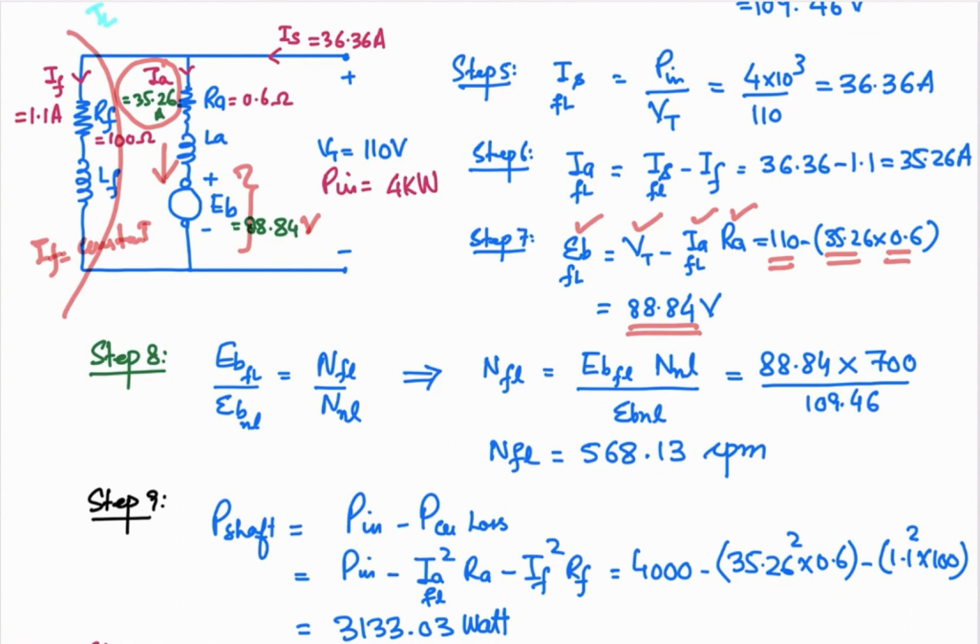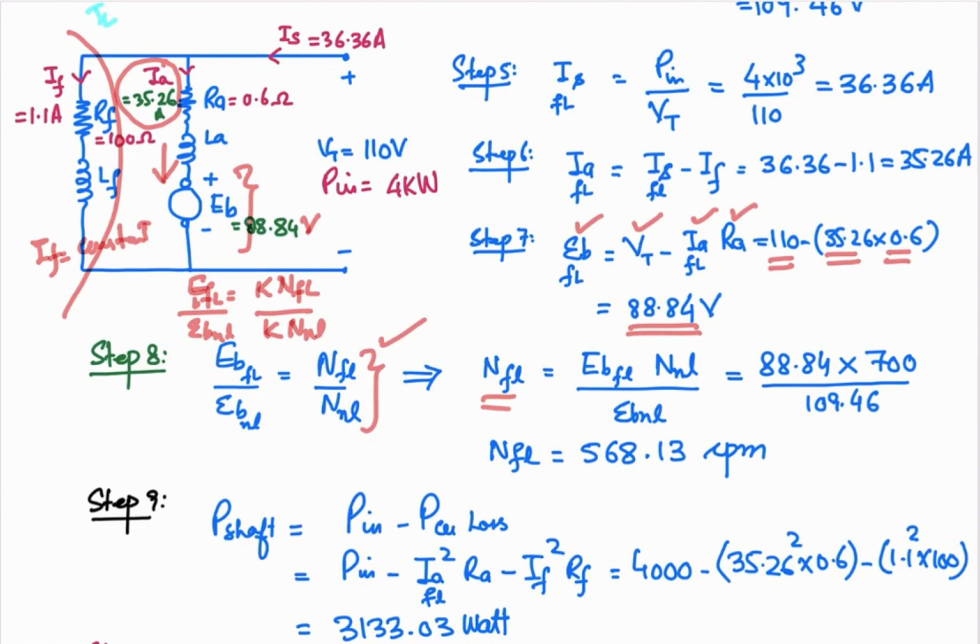Okay, so now comparing the two back EMFs, back EMF in the two states. So back EMF at the full load will be equal to some constant into speed at full load, and the back EMF at the no load will be equal to some constant into the speed at no load. So comparing these two, we can write down this equation, and from here we can work out the expression for the full load speed.